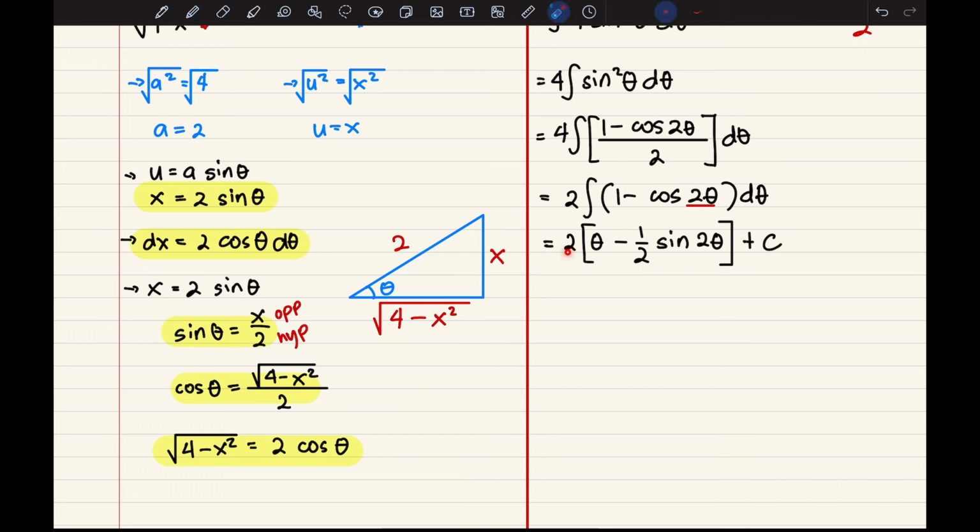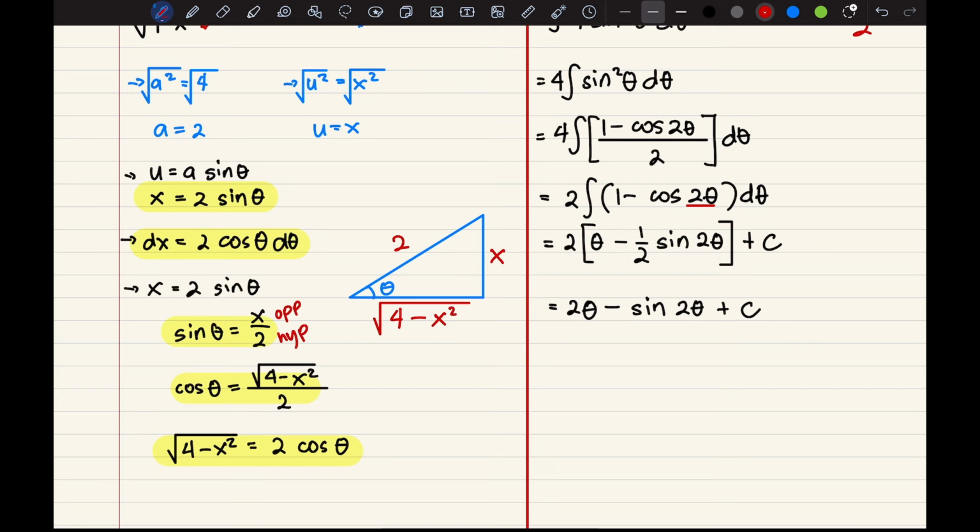So distributing 2 at both sides of the equation, we have 2 theta minus 2 times 1/2 is 1. So what's left here is sine 2 theta plus c. So we have sine 2 theta. What we need to do now is replace sine 2 theta with its corresponding identity.